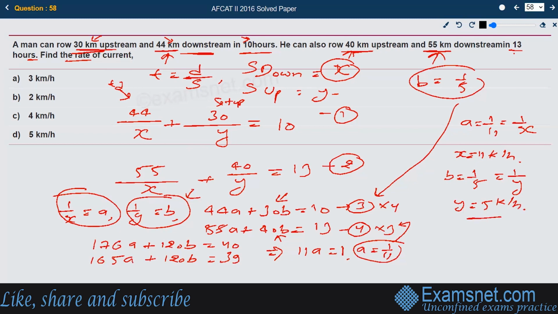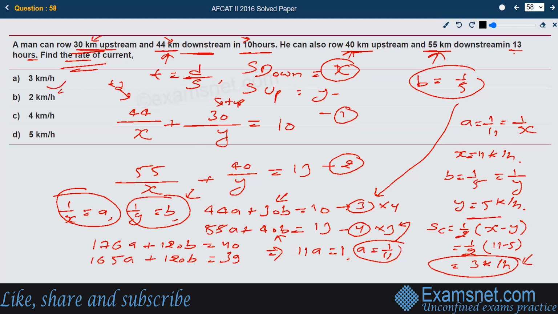What have they asked? They have asked for the rate of current. The formula for rate of current is half of x minus y, that is, downstream speed minus upstream speed. If you put that, half of 11 minus 5 is 6 by 2, which is going to be 3 km per hour. So that is the right answer. Finally, option A, 3 km per hour, is the rate of current.